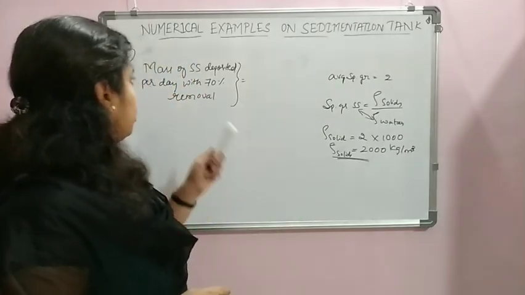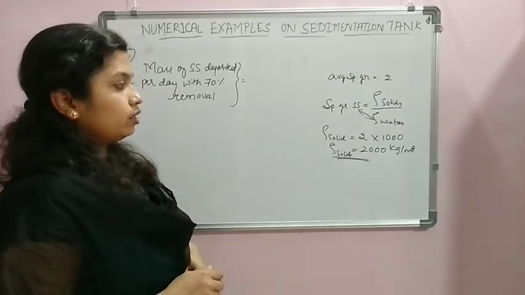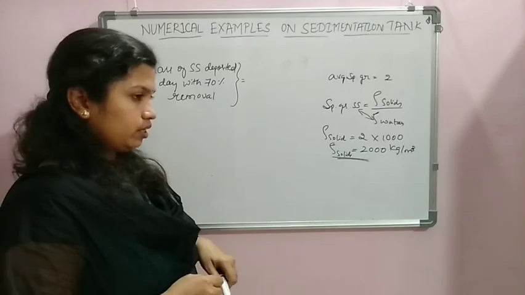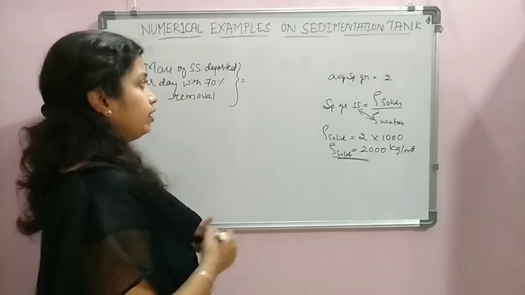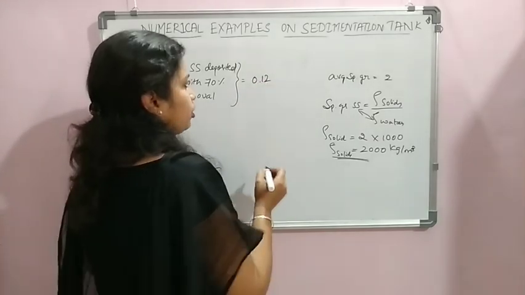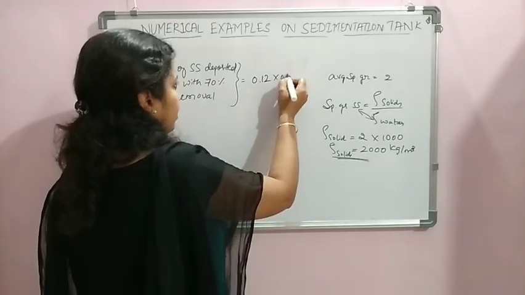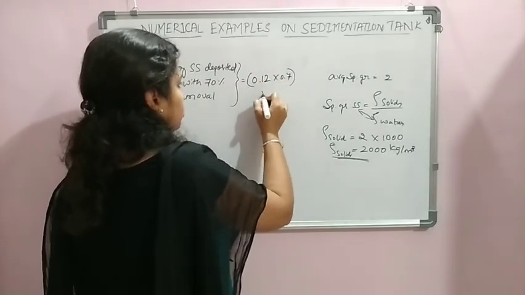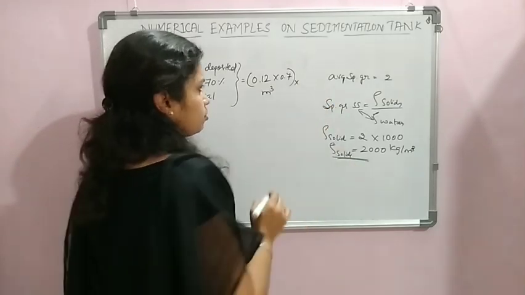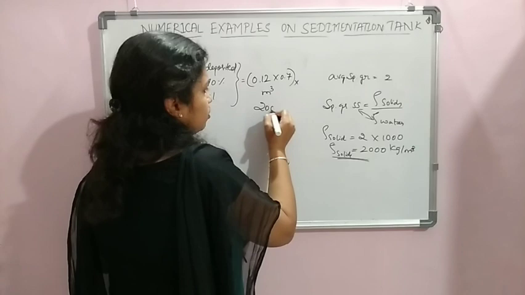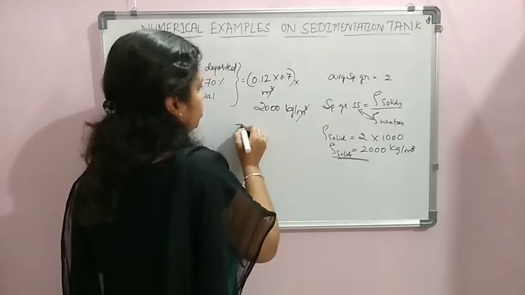So now let us find out the mass of suspended solids deposited per day with 70% removal. Here we have the data for the density. There we said the quantity of the suspended solids deposited in the tank per day was 0.12 meter cube. Apart from that, we are able to consider only 70% of it. Let us multiply it by 0.7. This is in meter cube, and we have the density as 2000 kg per meter cube. So meter cube gets cancelled.